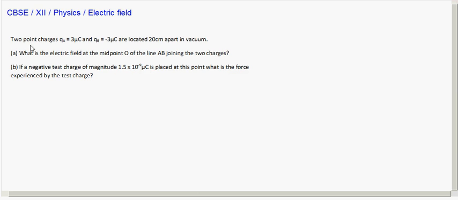Two point charges QA equal to 3 microcoulomb and QB equal to minus 3 microcoulomb are located 20 centimeter apart in vacuum. What is the electric field at the midpoint O of the line AB joining the two charges? If a negative test charge of magnitude 1.5 into 10 to the power minus 9 microcoulomb is placed at this point, what is the force experienced by this test charge?